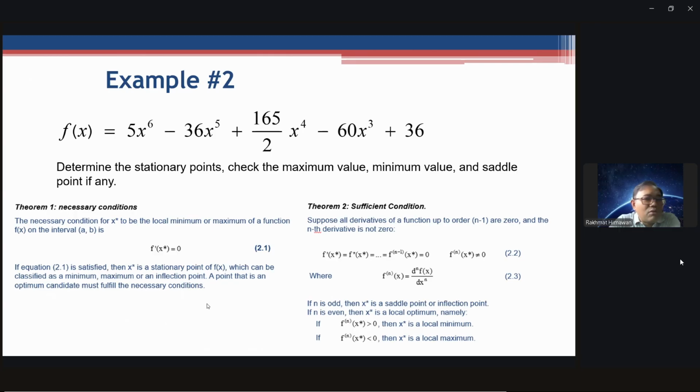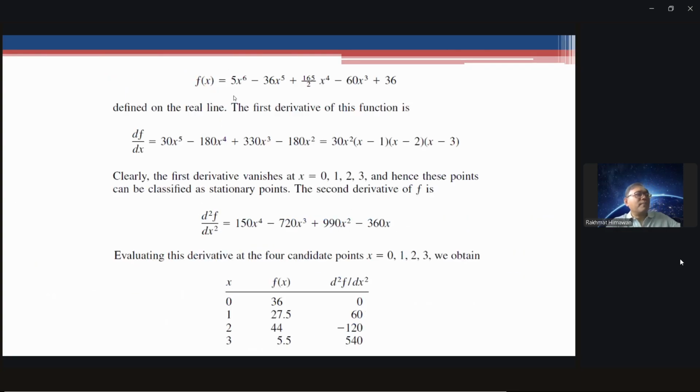And to recall, what are the rules? First, you need to take the first derivative and make it equal to 0 to find out what the x stars are. There might be several x stars, which we're going to name x1, x2, and so on. And then we're going to check again using this theorem. Okay, let's do it. Here, this is the function.